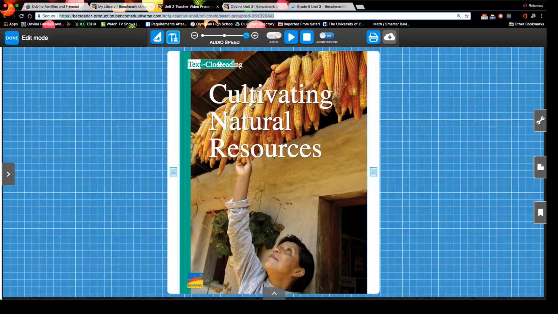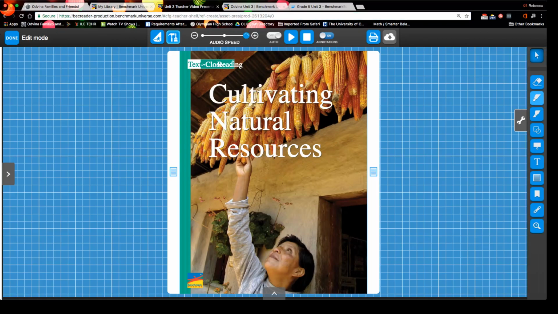Here we are. So this is what your new book looks like. It says Cultivating Natural Resources. And I've got to remember that you can't see my pointer, so I'm going to take out a pen so that you can follow that. Cultivating Natural Resources. Take a look at this picture and see what you see in it. What do you imagine that this unit will be about? Take a moment and pause, and I'll be right here when you get back.